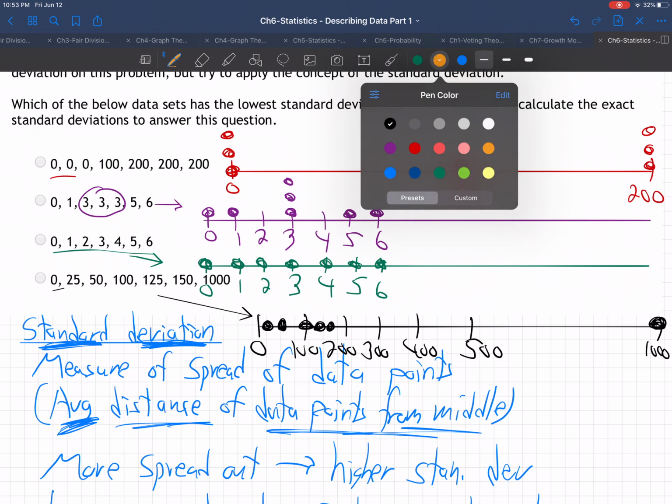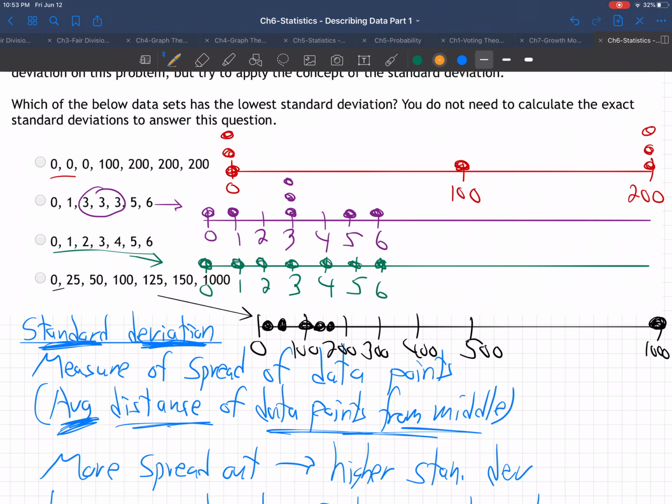Okay, so now we have these 4 data sets. Which one has, what do they want? They want the lowest standard deviation. So we want the lowest spread. Which data set is spread out the least? It's going to be this one. Do you see how three of them are clumped right there in the middle? And the furthest anybody is from the middle is 3 above and 3 below, right? Because the middle's 3, and 0 is 3 below that, and 6 is 3 above that.